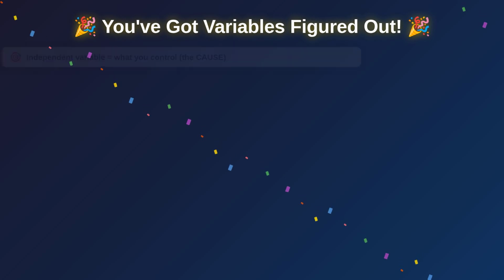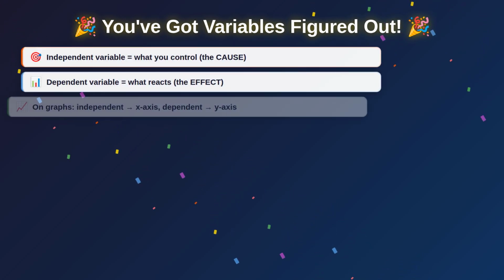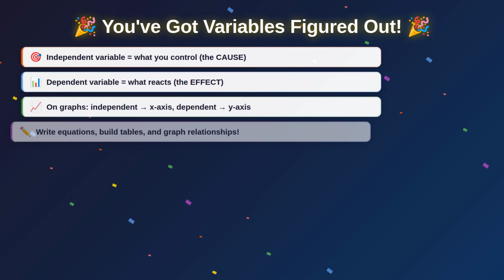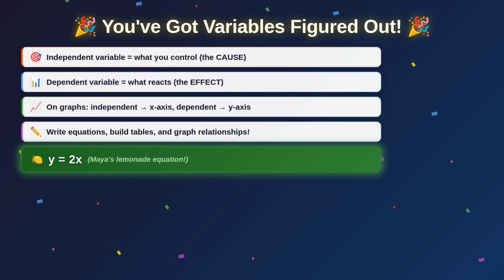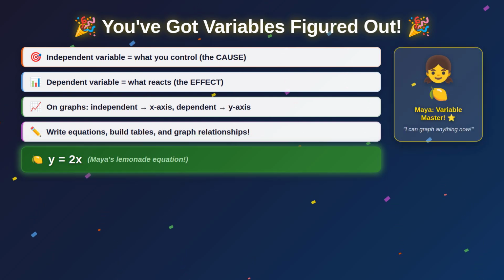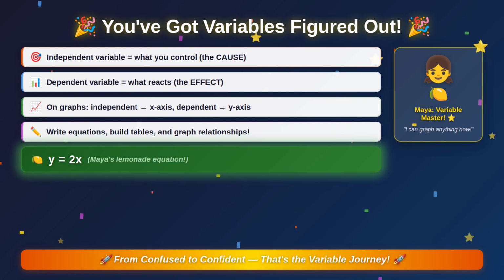Write these down, put them on a sticky note, whatever helps. These tricks work every single time. Look how far we've come. Remember Maya at the start? She had no idea why her lemonade earnings changed. Now she can write an equation, build a table, and even graph the relationship. That's the power of understanding independent and dependent variables.